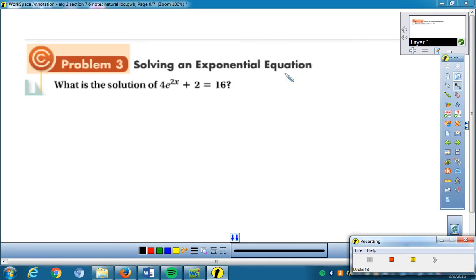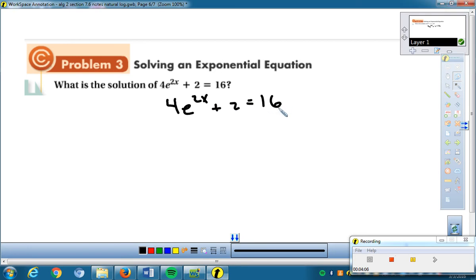Okay, solving an exponential equation, and now you see that that base of e comes into play. So, just like any exponential, you get the exponential part by itself, and then you can change forms to get the variable out of the exponent. So, what would we do first? Let me write it larger. You want to get the exponential part by itself. Subtract 2 is good. So I have 4e to 2x equals 14.